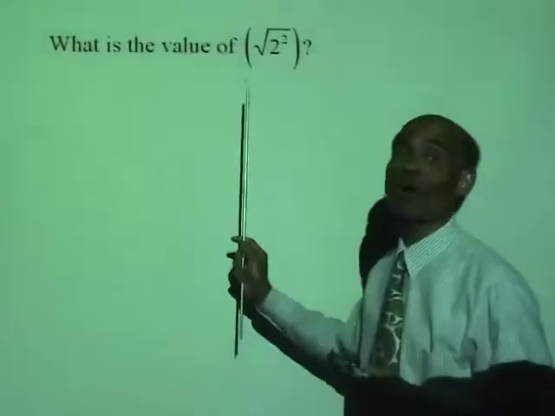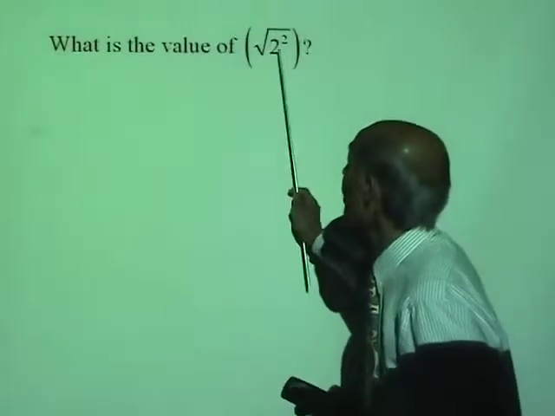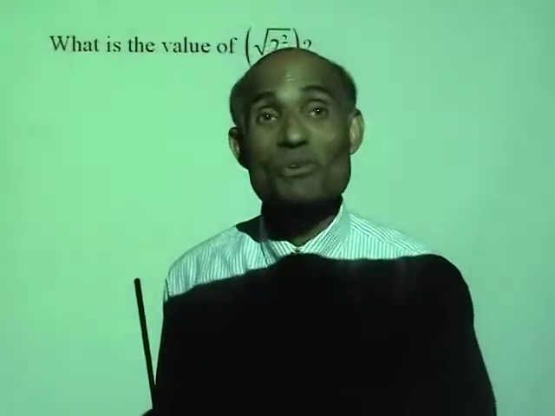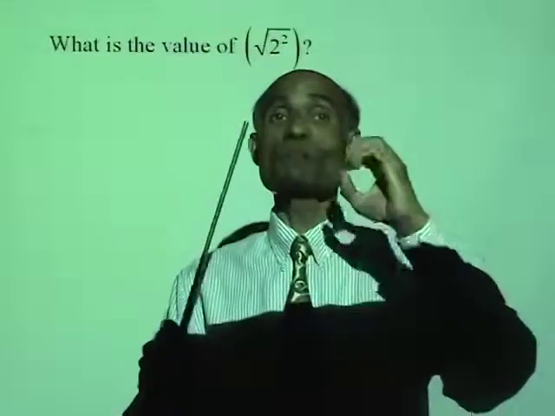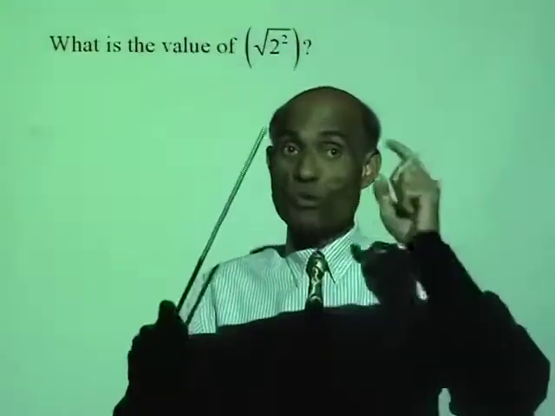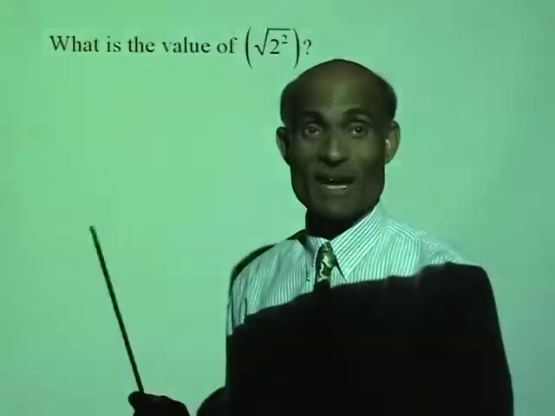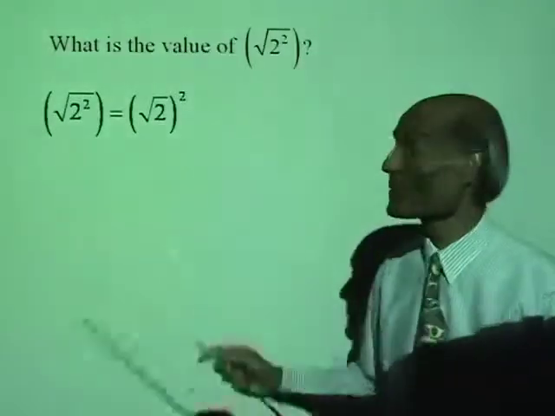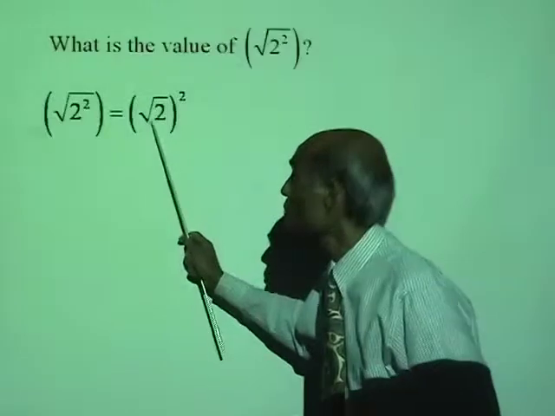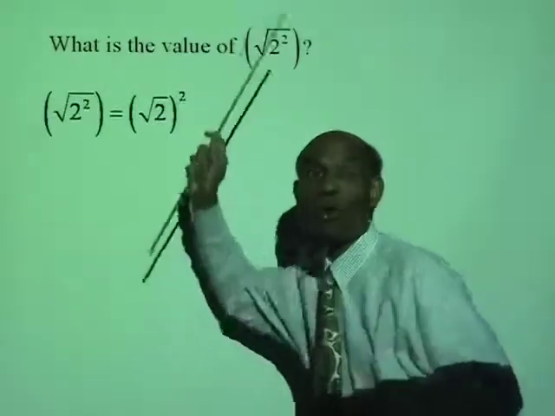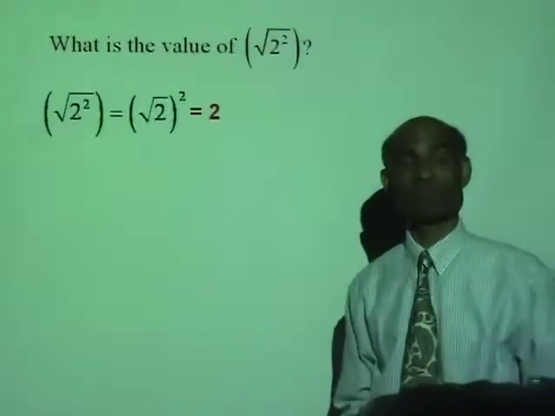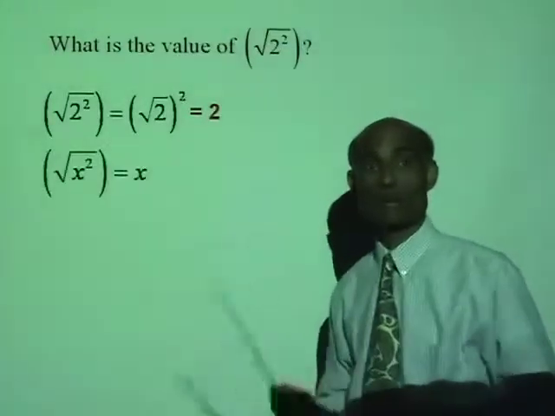What is the value of square root of 2 squared? Now, you remember I told you square root of 2 squared is the same as square root 2 all squared. And that will be 2. Is that right? Square root of 2 squared is the same as square root 2 all to the power of 2. And that is equal to 2. Alright, let's look at another one.